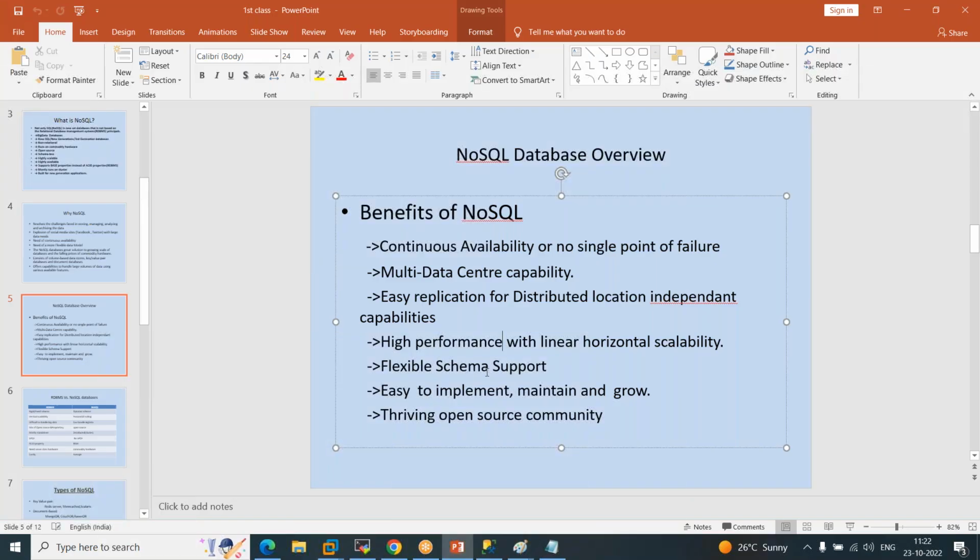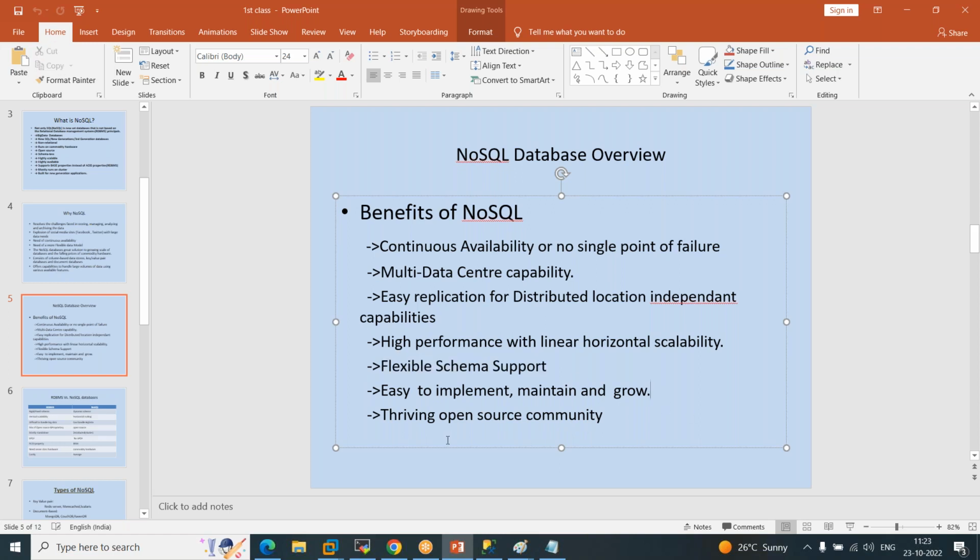The next thing is the flexible schema model, dynamic or schema-less model. You don't have to define anything. It just gets the data and loads the data as it is, coming through the systems from the requesting systems. Easy to implement, maintain, and grow. Yes, compared to RDBMS, it is easy.